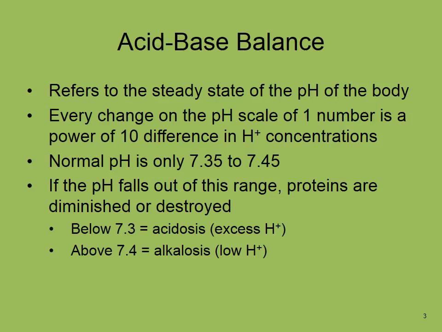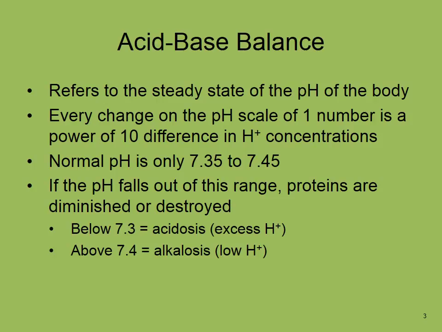What is acid-base balance? Well, it refers to the steady state of the pH in the body. And I know I've mentioned before that the pH range in the body has to be very specific in order for things to work, for our enzymes to catalyze reactions, and for our metabolisms to work. So pH and acid-base balance, very important. Every change on the pH scale of one number is a power of 10 difference. It's exponential, right? So that's huge. That means there's a power of 10 difference in the concentration of hydrogen ions in the body. So that can easily throw things off.